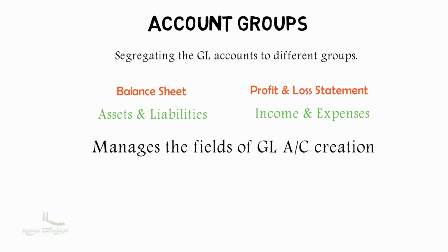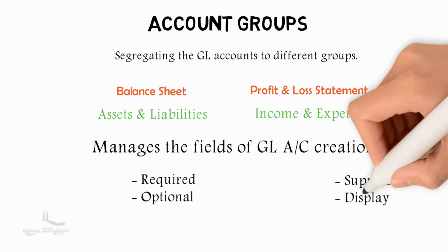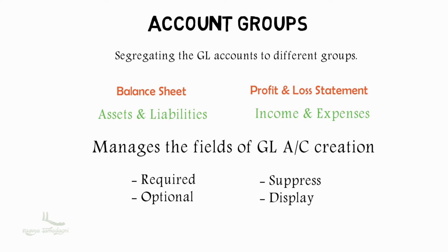Account groups manage with 4 options. What are those 4 options? Required, optional, suppress and display. You're already aware of 3 options. The only additional one we see here is display. Display means it will just display but cannot take any input from the user. So, let's make the configuration in SAP.